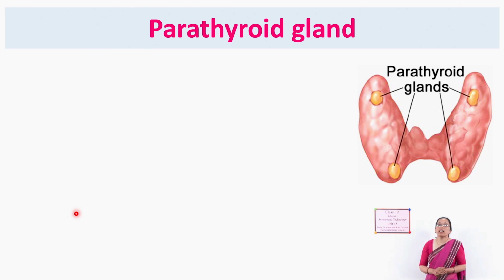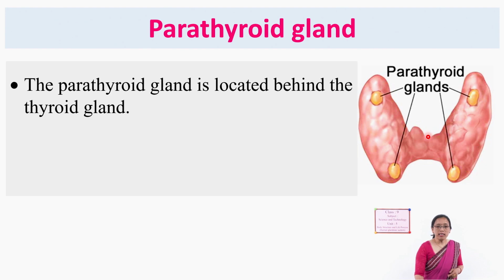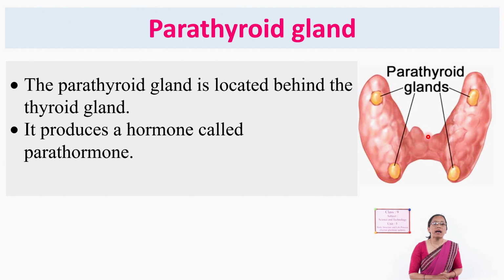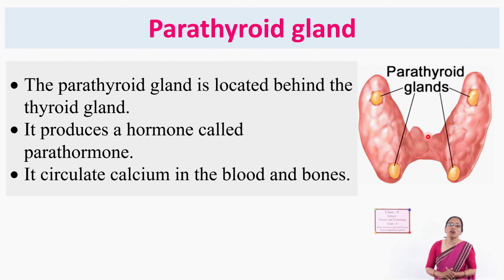Next one is the parathyroid gland. The parathyroid glands are small glands, 4 glands present on the thyroid gland only. See, just at the back of the neck, on that, these are 4 small glands which are called parathyroid glands. And these glands produce a hormone called parathormone, also called parathyroxine. This parathyroxine hormone circulates calcium between blood and bones.